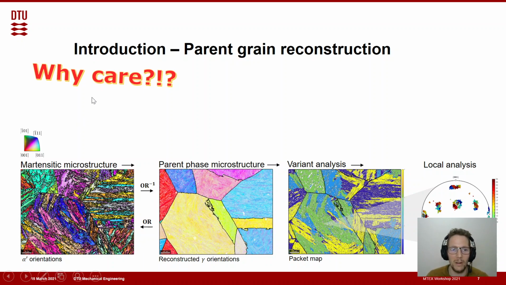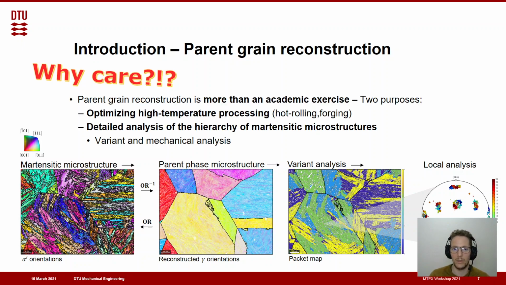So why should we care about parent grain reconstruction, right? It could seem like this is only an academic exercise that we do because we want to calculate variants back and forward, and it's a nice way of passing away your time. But no, that's not the case. Parent grain reconstruction is more than an academic exercise, and there are two reasons for that.